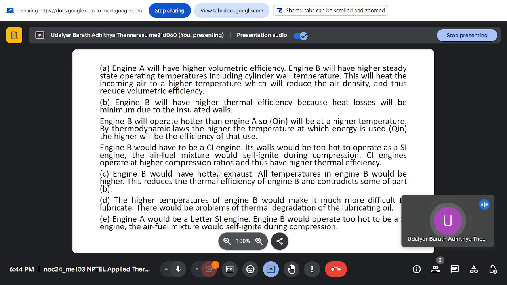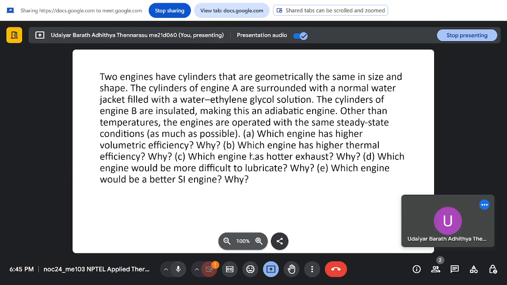So engine B would have to be a CI engine. Its wall would be too hot to operate as an SI engine, so the air-fuel mixture would self-ignite during compression. CI engines operate at higher compression ratio and thus have higher thermal efficiency. So engine B is better suited to be operated as a compression ignition engine, because if you have an SI engine, because of this higher temperature there will be self-ignition, which you don't want. So engine B.